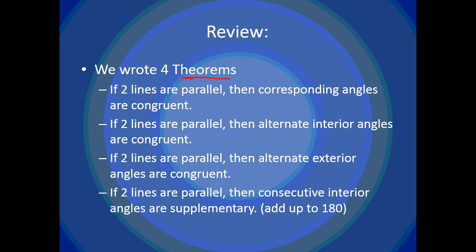So our four theorems that we just stated on the previous slide. If two lines are parallel, then the corresponding angles are congruent. There's our first theorem. Our second theorem, if two lines are parallel, then alternate interior angles are congruent. Our third one, if two lines are parallel, then alternate exterior angles are congruent. And then our last one, if two lines are parallel, then consecutive interior angles are supplementary. So three of them are congruent, and then one is supplementary.